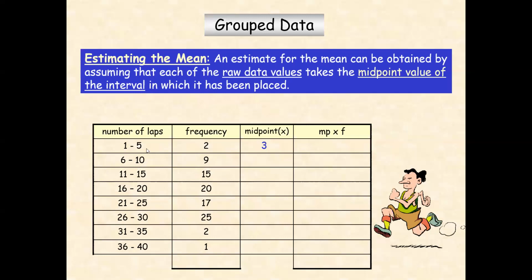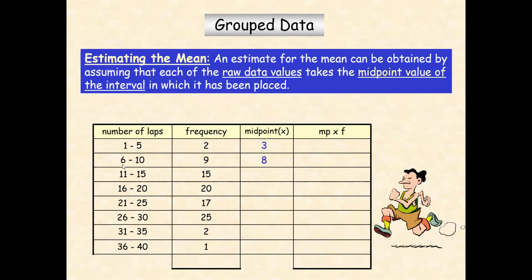So we're averaging the class actually, that's what we're doing. The average of 1 to 5 is actually 3. And then we have 2 people running in between, then we will multiply. So this is the midpoint times the frequency. So what is 3 times 2? 6. Okay, let's go find the midpoint.